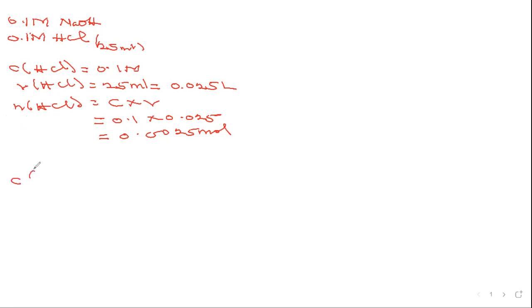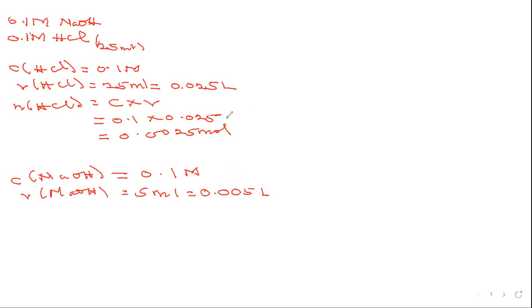But this time around, our concentration of the NaOH will be equal to the same 0.1 molar, but the volume that we have coming into the acid is 5 mL. And 5 mL is the same as 0.005 liters. Does that make sense? This is the 5 mL being converted to liters.